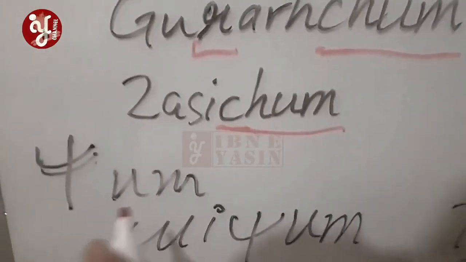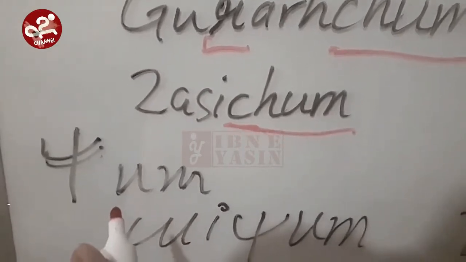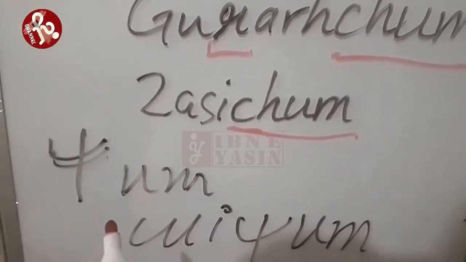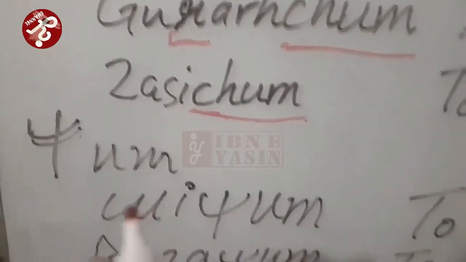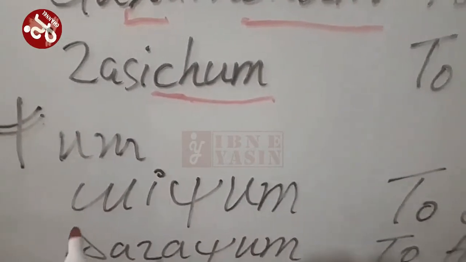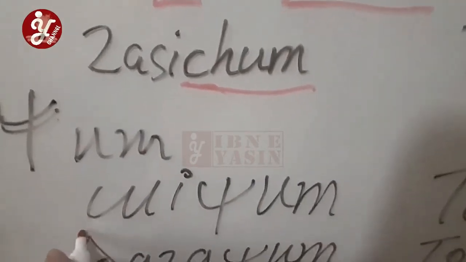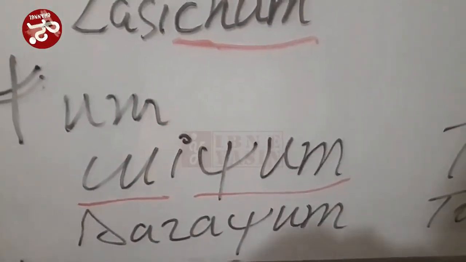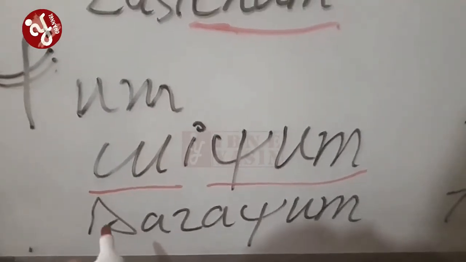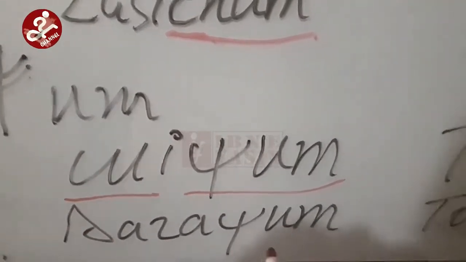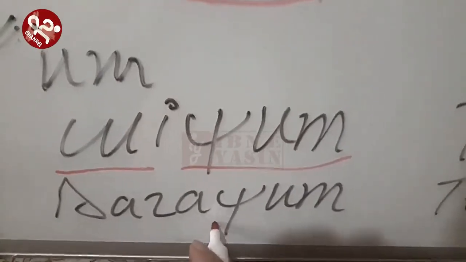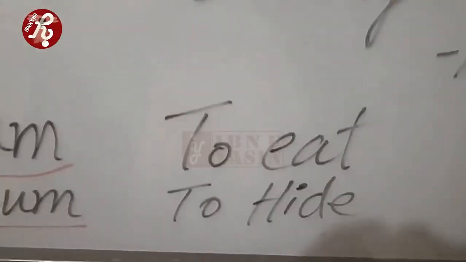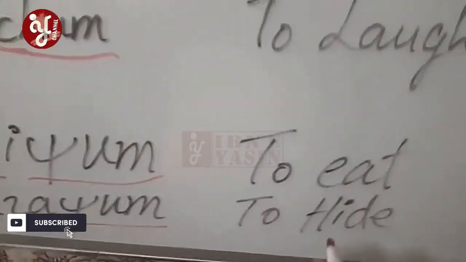Then we will see the postfix, the anjas, trum. Anjas means addition, to add. We will see shitrum. Shitrum means to eat. Then here is dagatrum. With the postfix trum, we have dagatrum, which means to hide. Shitrum, to eat. Dagatrum, to hide.